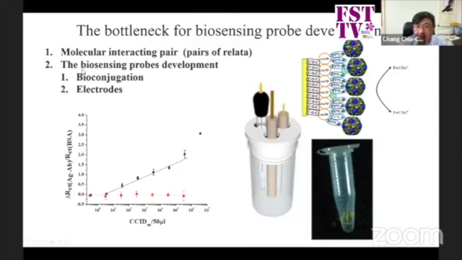The secondary problem is that biosensing probe development is also a problem. As I mentioned, each detection may take about 60 points or more. For the conventional electrode, people may need to polish the electrode and then make the detection. It's really time consuming, and it requires a lot of manpower to functionalize the surface. So what should we do if we need to screen rapidly?